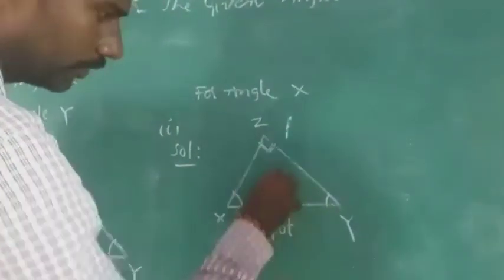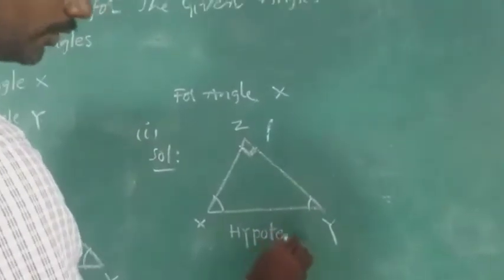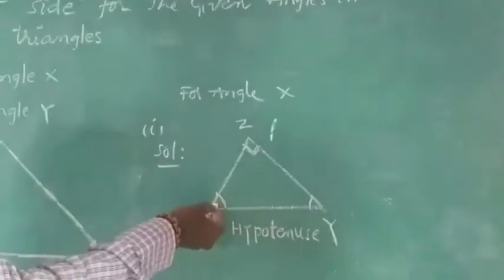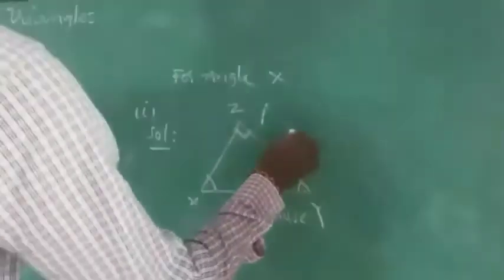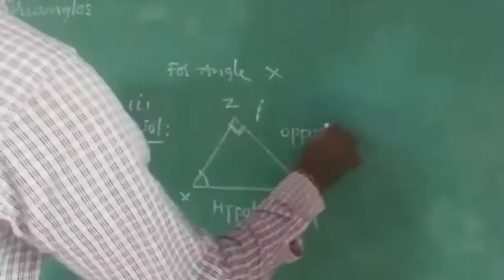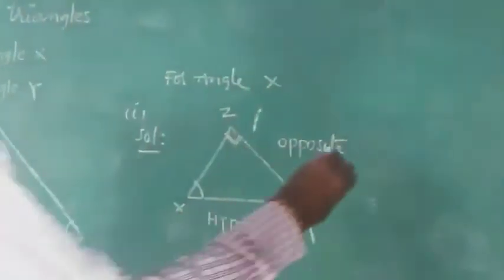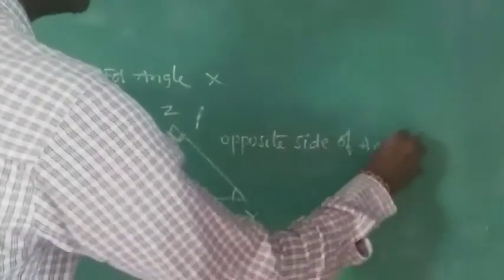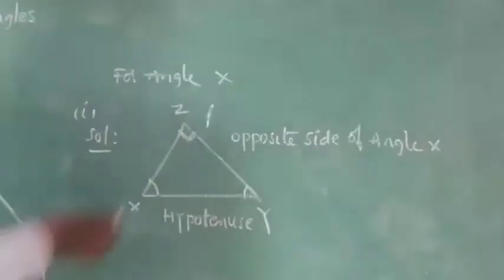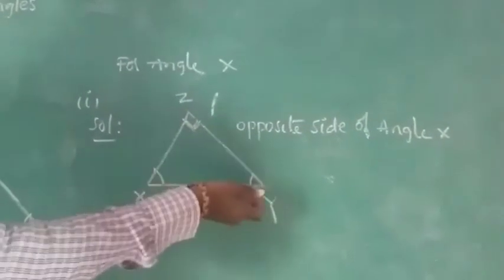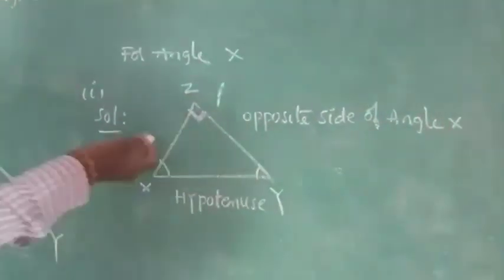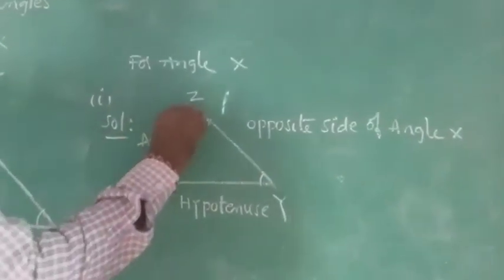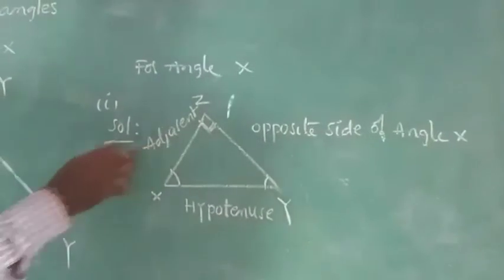For 90, the opposite side is the hypotenuse, right? For X, the opposite side is this one. So opposite side of angle X. The remaining is what? XY is completed, YZ is completed. The remaining is called adjacent. Call it the adjacent side of angle X.